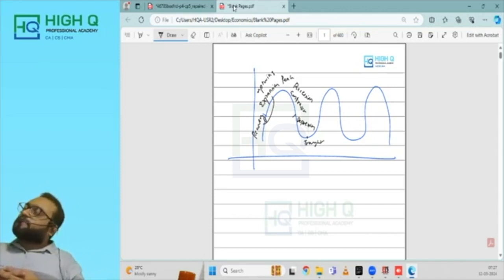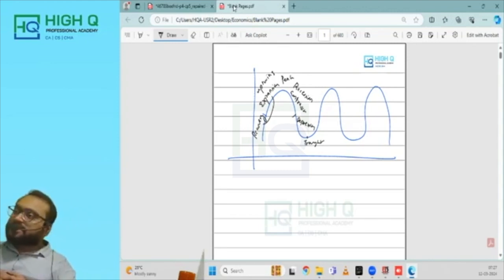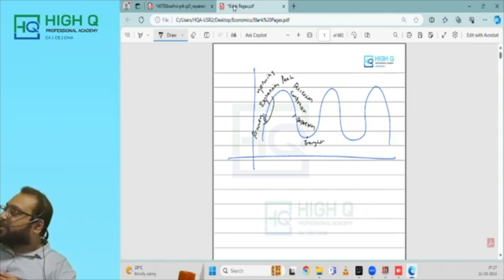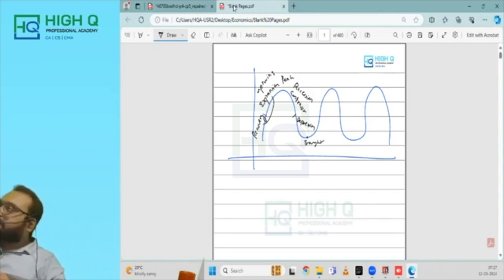There is an upswing in the market. There is a downswing in the market. There is expansion in the market. There is contraction in the market. There is a peak, which is the highest point. There is a trough, which is the lowest point. During recovery, the business is expanding.